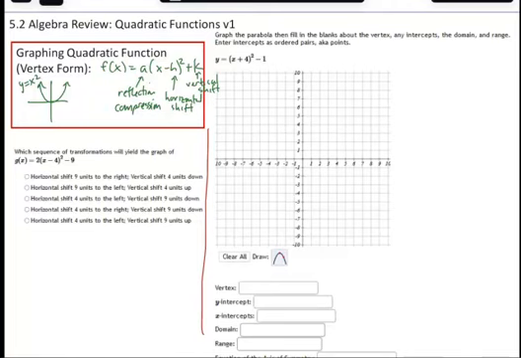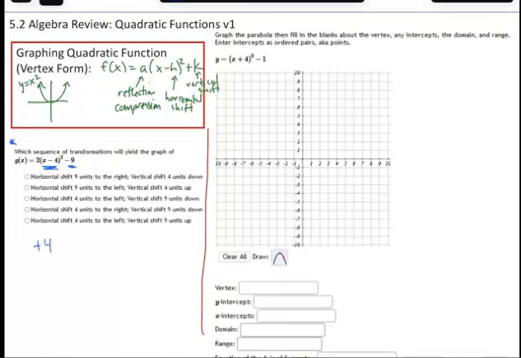Okay, so based on what I just talked about, I want you to see if you can answer this question right below. What is the shifting that happens based on what you see in this vertex form, the h and k values? All right, so what value of x gives you a 0 inside your factor, inside that parentheses?